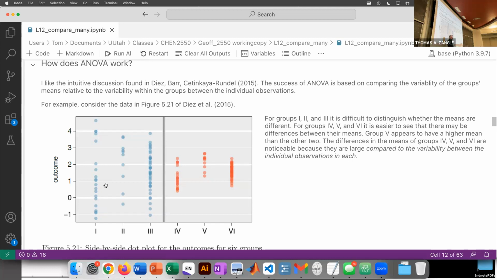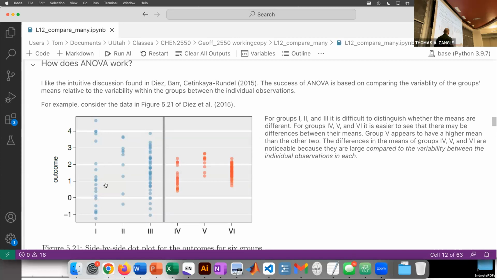So that's more or less the question that ANOVA is asking. Are the differences between the means of the groups distinguishable from the variance within the groups? If we have large differences in means and small variance, then we're likely to reject the null hypothesis with ANOVA. If we have small differences in means and large variance, then we're likely to not be able to reject the null hypothesis. We're likely to find that the means are indistinguishable.